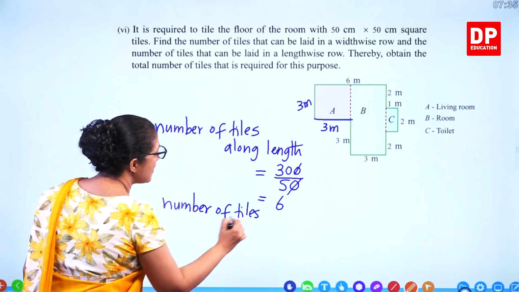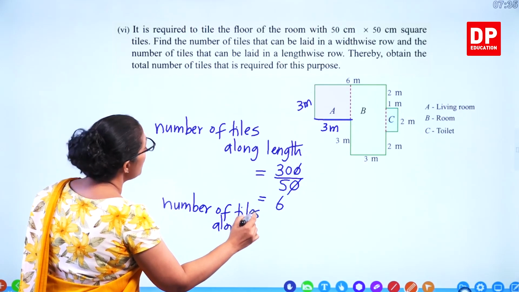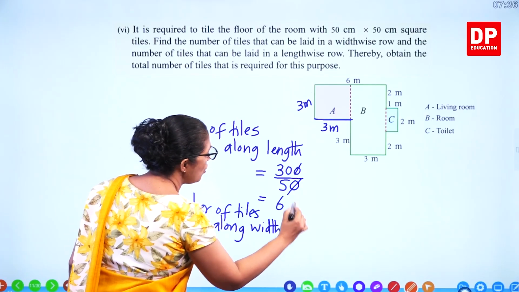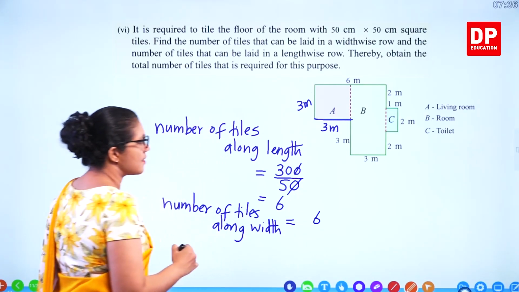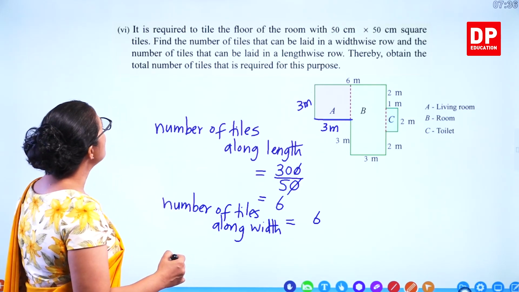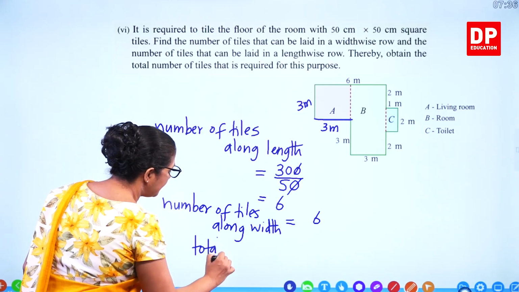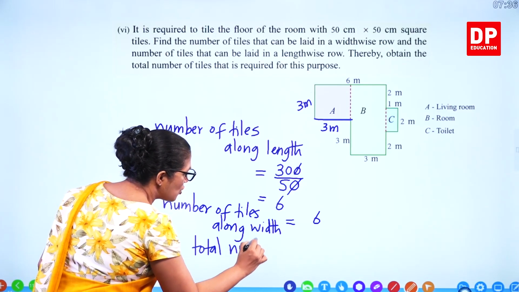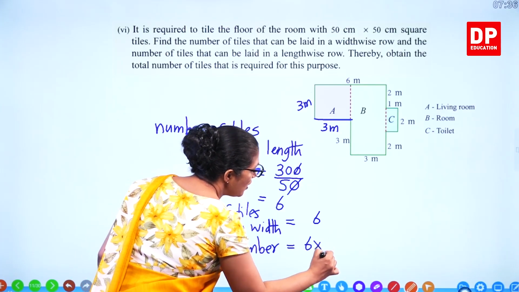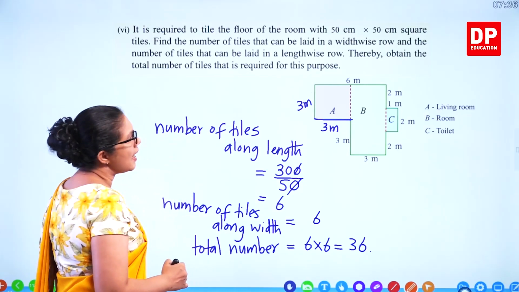Number of tiles along the width. That's also the same thing, 300 divided by 50. So how many tiles do you need? The total number of tiles is equal to 6 times 6. So you need 36 tiles.